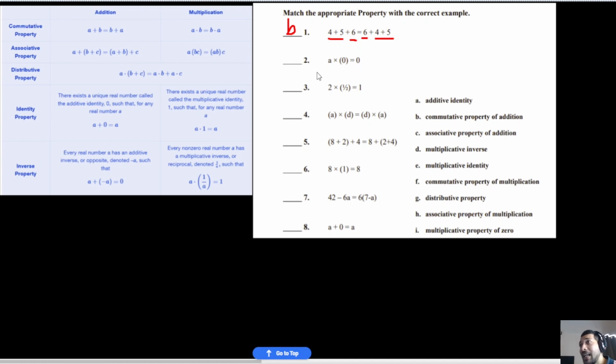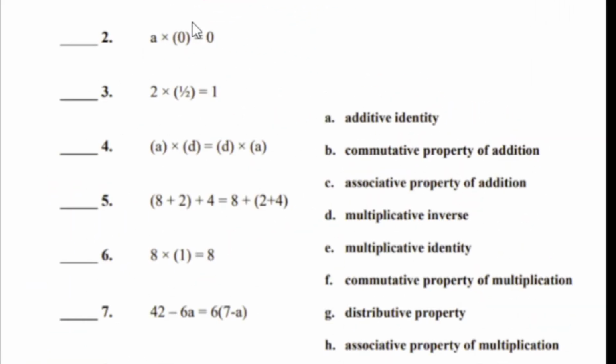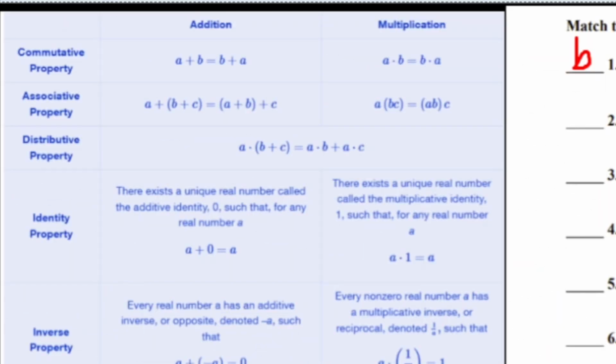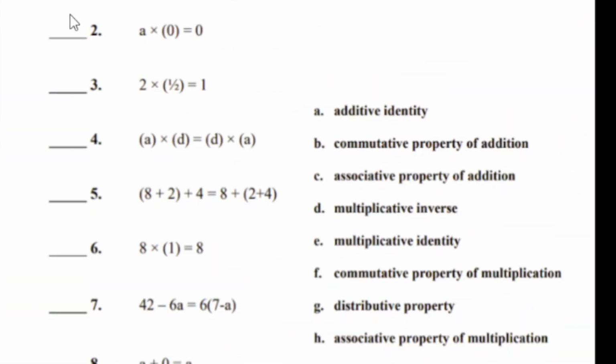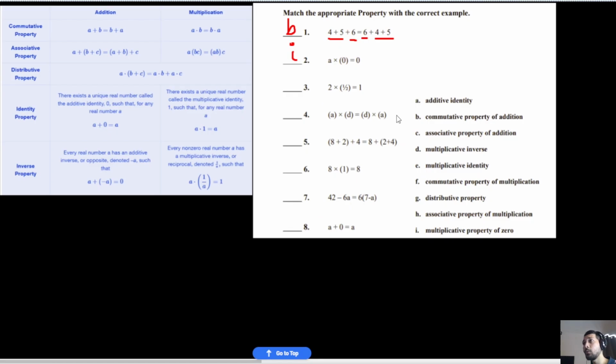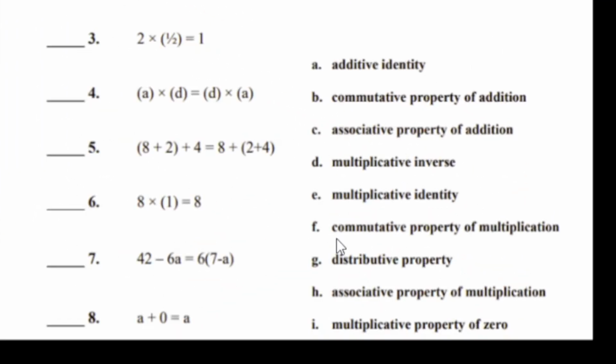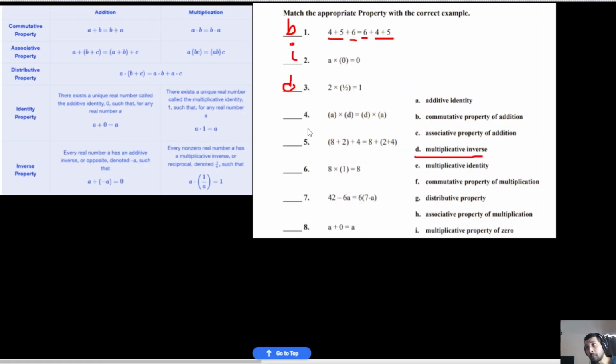The next one is a times 0 is equal to 0. This is the multiplicative property of 0, because anything times 0 is 0. So this should be I. Number 3, we have 2 times 1/2 equals 1. So you can see that we multiplied 2 by its reciprocal, which gives 1. So this is multiplicative inverse. So we have D.